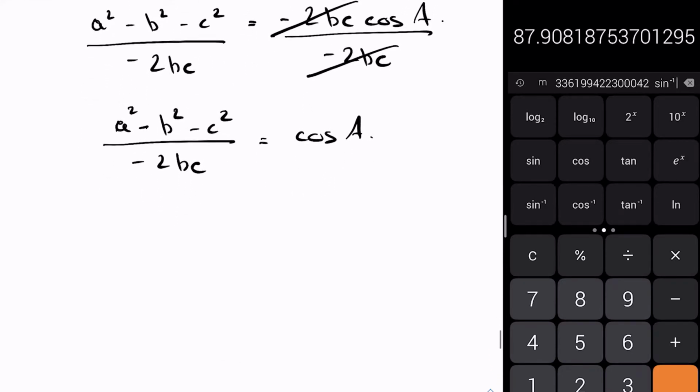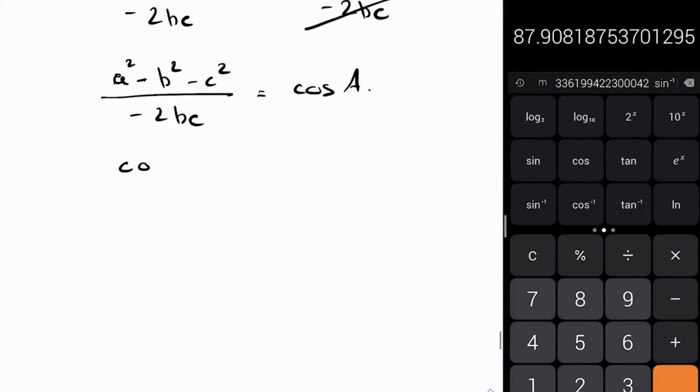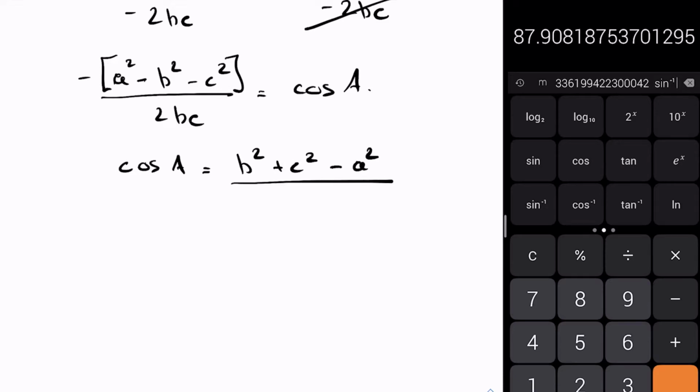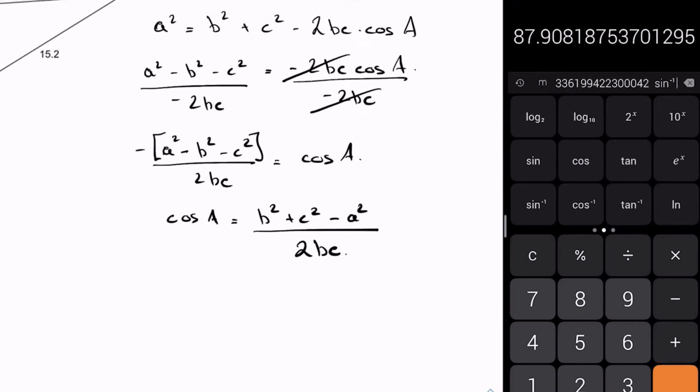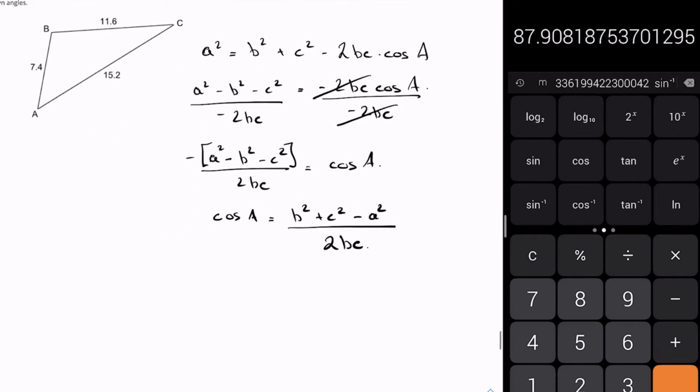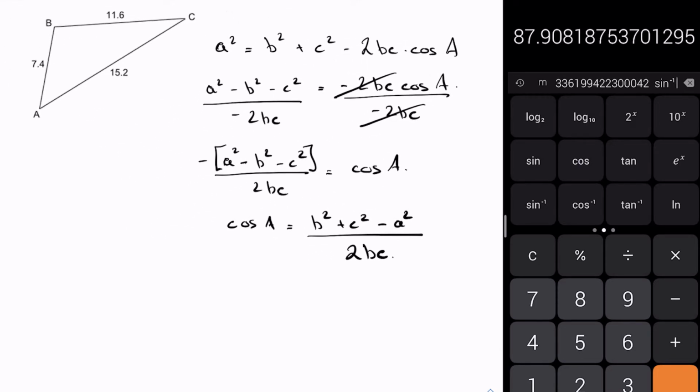But usually we write cos A on the left-hand side, and this negative down here usually comes up to the top, and as a result makes the whole numerator negative, and I end up with b squared plus c squared minus a squared over 2bc. And now with this version of the cosine law, we can use it to solve this question for any angle.